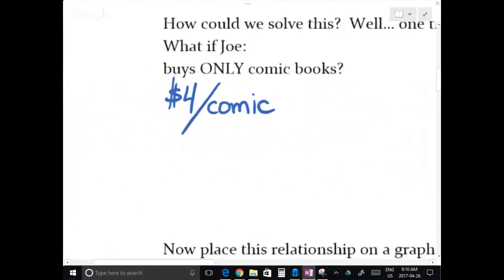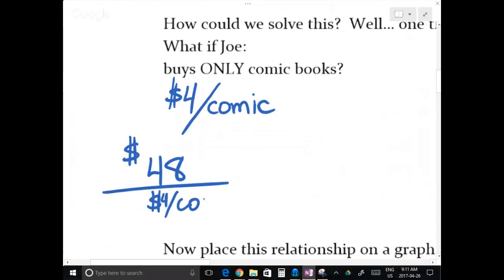Okay. So here we go. If I'm buying just comic books, what do I got? How many can I buy? Yeah, good. How'd you do that? Yeah, good. So look, if we have $48 and it's $4 a comic, we can just divide that, and that gives us 12 comics. Okay, good. That works.